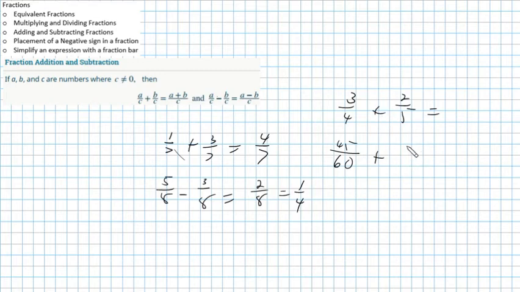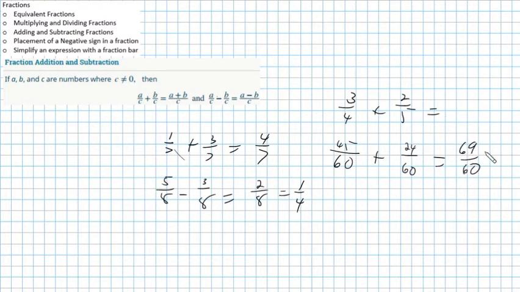Likewise, and this should be plus, right? That's a plus. And then here, if I want a 60, I need to multiply this by 12. So I need to multiply the whole thing by 12 over 12. In other words, I'm multiplying by 1. So 12 times 5 is 60, 12 times 2 is 24. And so one possible answer for this would be 69 over 60.